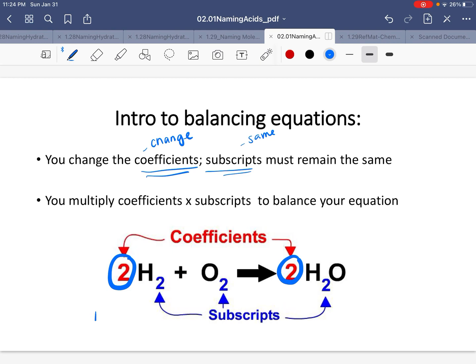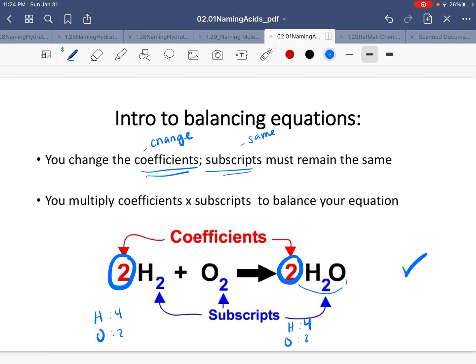So I can show it to you here. Here I have hydrogen and oxygen again. So 2 times 2 will give me 4. Here I just have 2 oxygens. 2 times 2 will give me 4. 2 times an invisible one over here will give me 2. And both sides are equal.